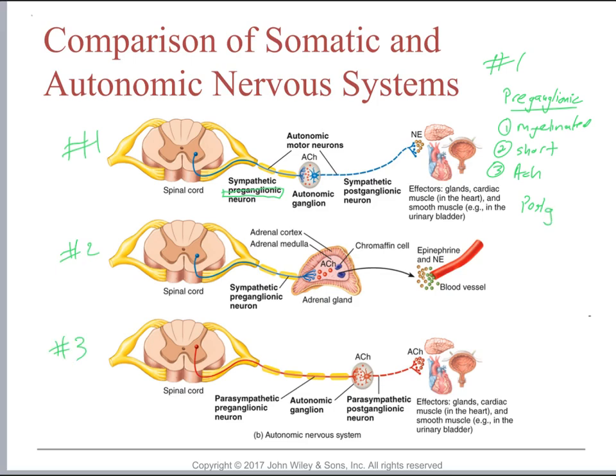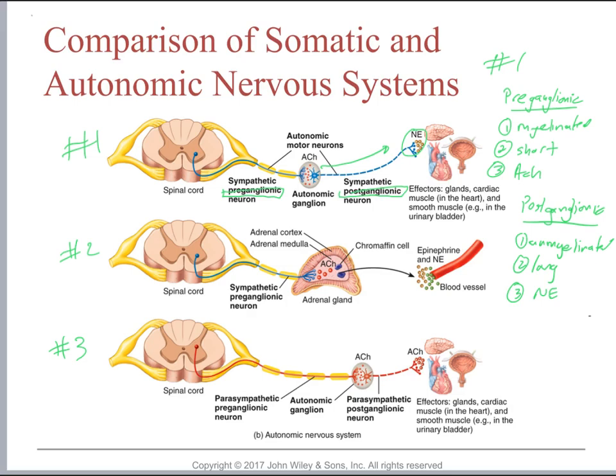So the post-ganglionic neuron is going to be 1, unmyelinated. Number 2, it's relatively long, okay? And 3, the neurotransmitter it's secreting is going to be norepinephrine. So our neurotransmitters are going to be a little bit different. So again, look at this post-ganglionic neuron. It is long, it is unmyelinated, and the neurotransmitter is norepinephrine.